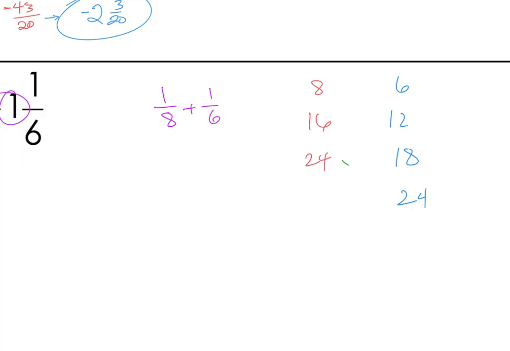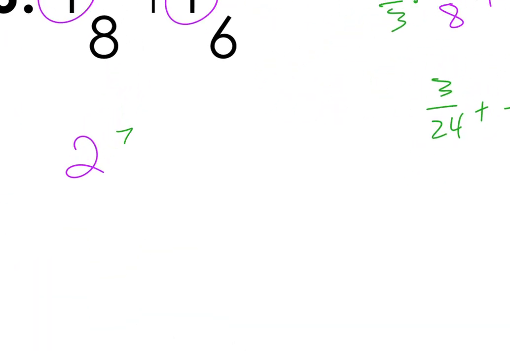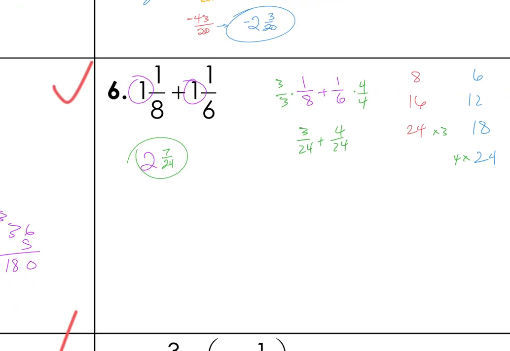Oh, look, this is times 3. This one's times 4. Times 3 over 3, times 4 over 4. 3/24 plus 4/24 is 2 and 7/24. We could do that. We really could.